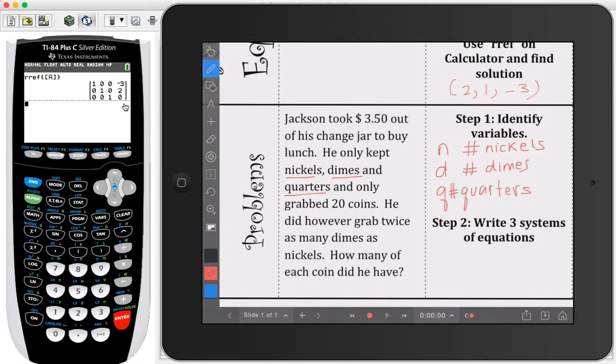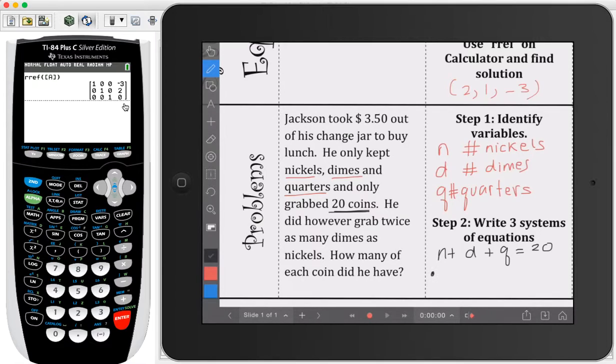Now let's write down the equations. And he has how many coins? 20 coins. So that gives me my first equation. N plus D plus Q equals 20. The total number of coins is 20.